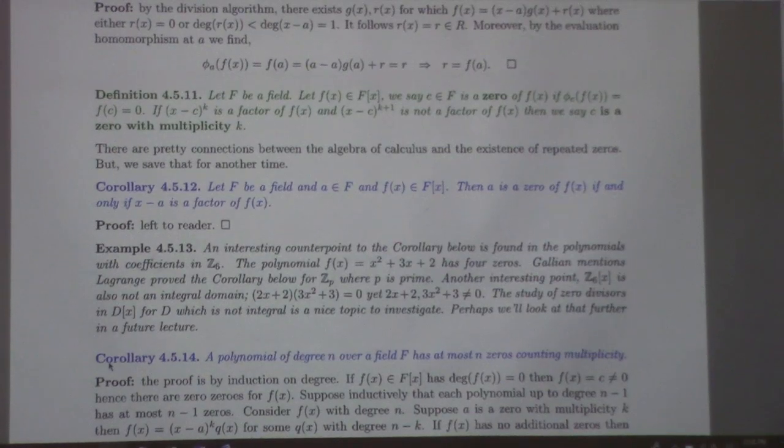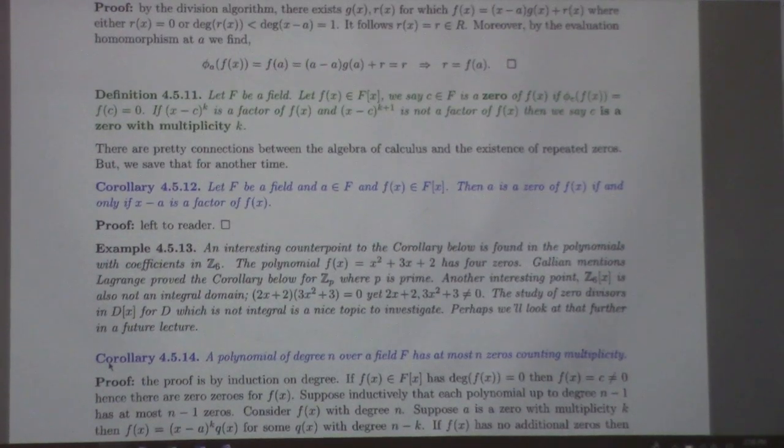So, I think the point of the example here is to show you that if you don't work over a field, the factor theorem is not quite so simple. Like this quadratic over Z6 has 4 zeros. It's messed up, right? It's quadratic. It should just have, what, 2 zeros, right? I have bad news for you. If you look at a polynomial over the quaternions, quadratic polynomials over the quaternions can have infinitely many zeros.